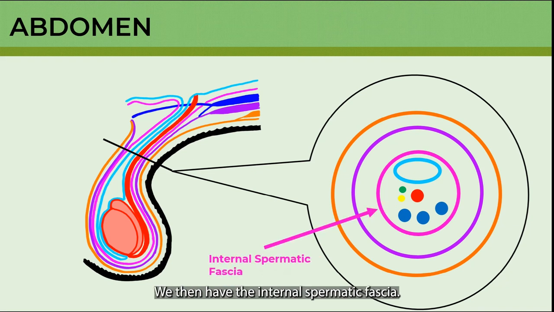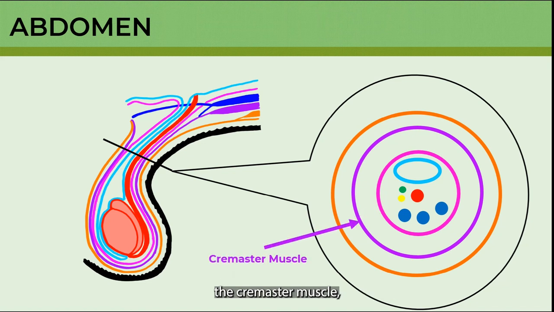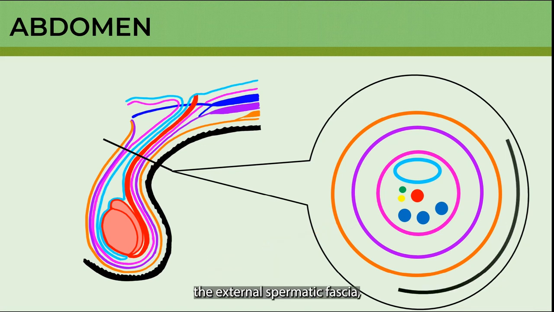We then have the internal spermatic fascia. The cremaster muscle, the external spermatic fascia, and finally, although difficult to represent in this cross-section, the dartos muscle and the external skin.